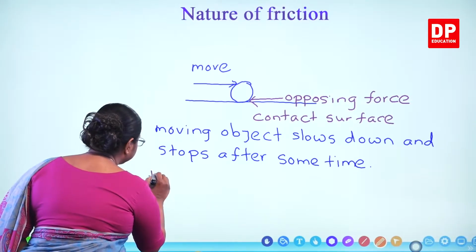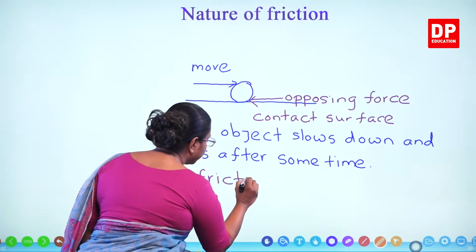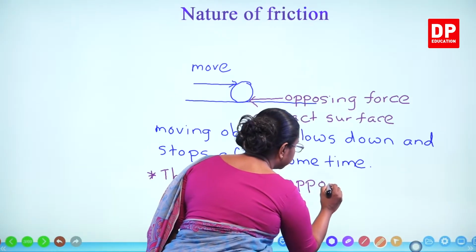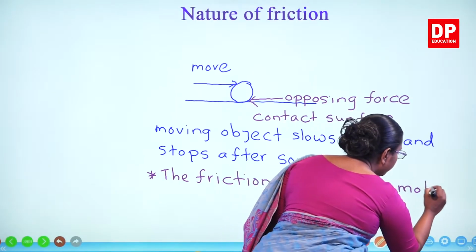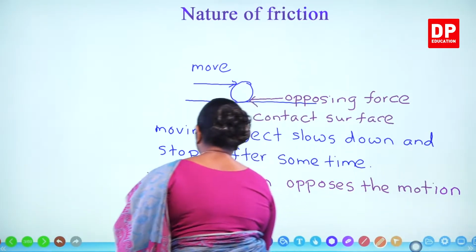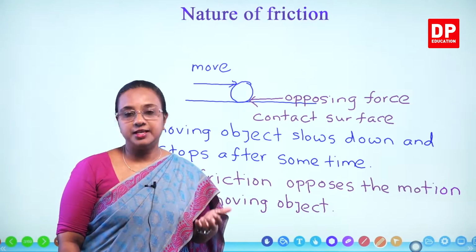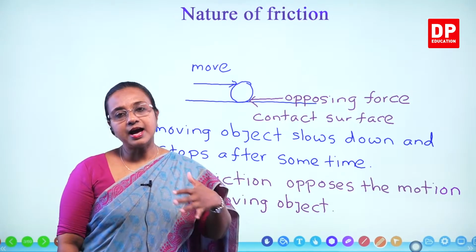So one thing: the frictional force or friction opposes the motion of a moving object. So that is one nature of friction. Now let us consider what happens to objects that are at rest.